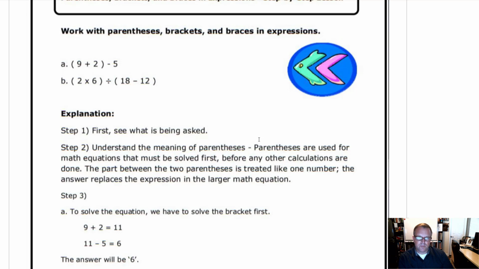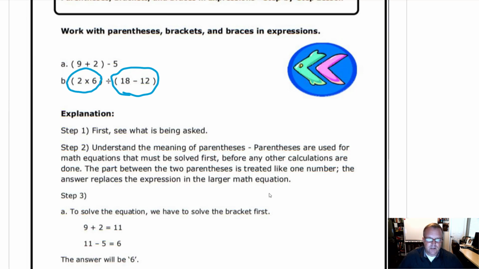Problem A says 9 plus 2 inside parentheses and then subtract 5. Problem B says 2 times 6 divided by, and when I was in math class, they would call this the quantity 2 times 6 divided by the quantity 18 minus 12. And they're talking about the quantity because it's inside parentheses, right? We want to define those values first before we do this division step.